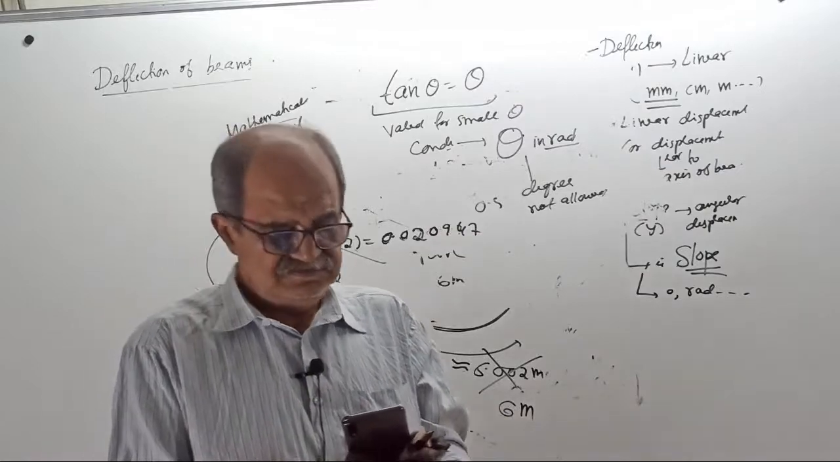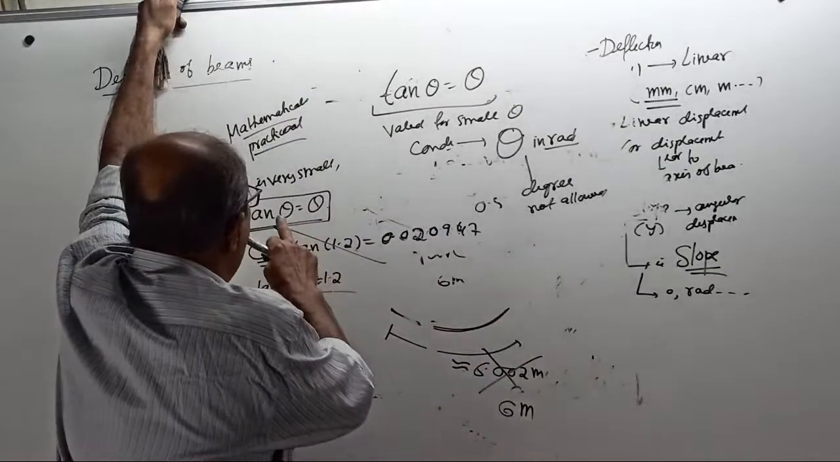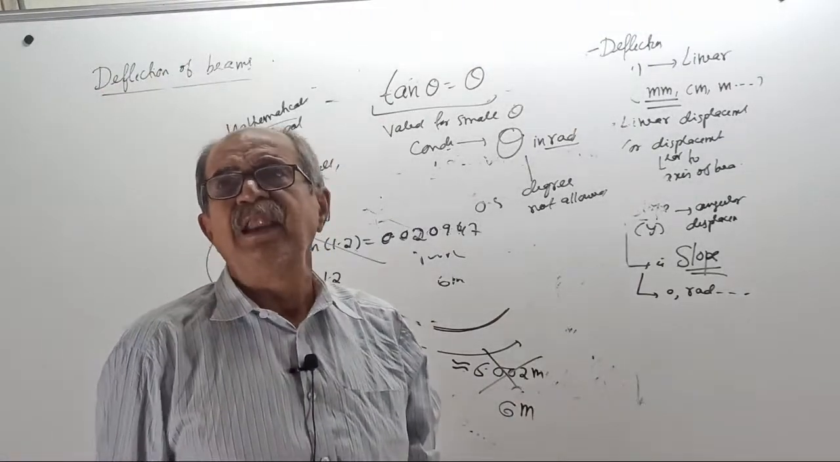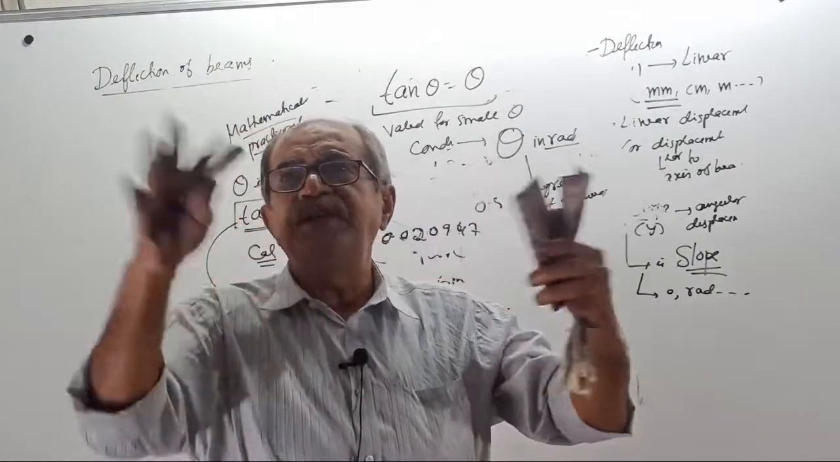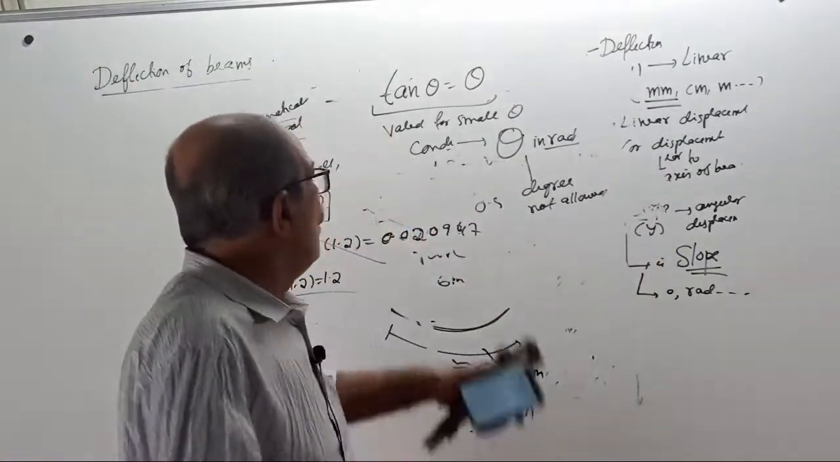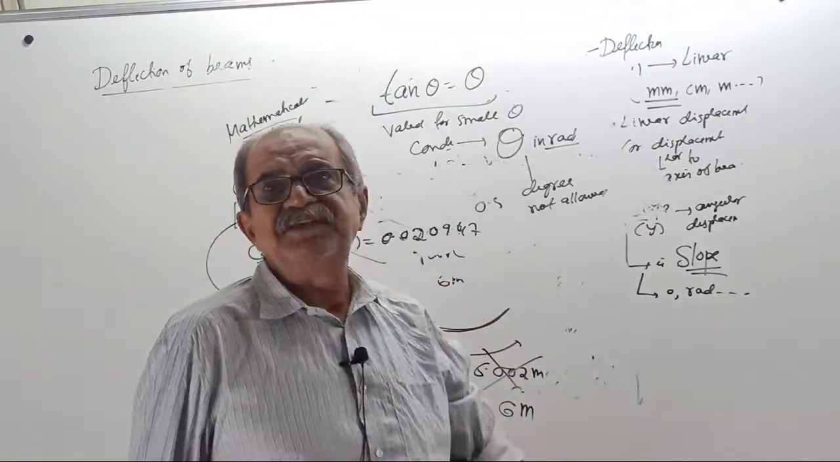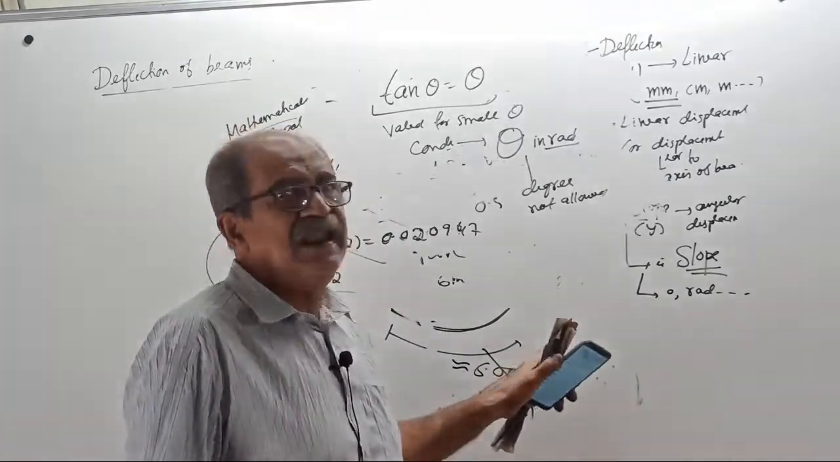Clear or not? Clear. Therefore, when I told tan theta equal to theta, I told 1.2 degrees, a common angle for any beam. So if it is not satisfied, I should quit teaching. Why? I told you tan theta equal to theta and it is found to be wrong. Such a mathematical blunder, if I make, I won't continue. So deliberately I was telling.